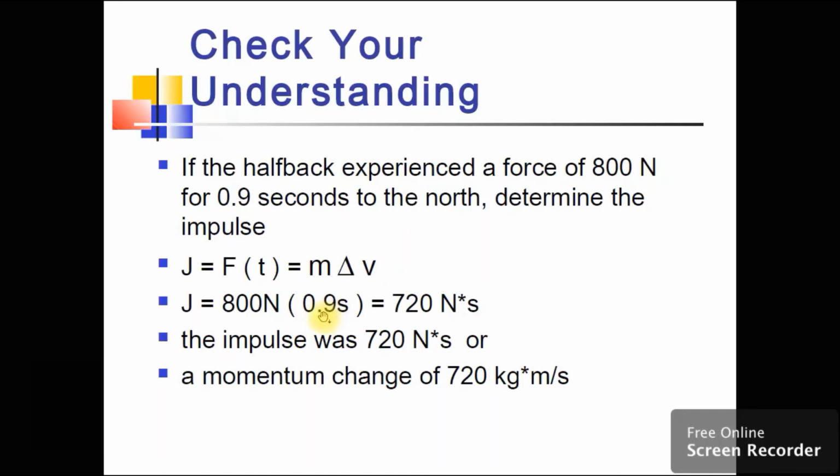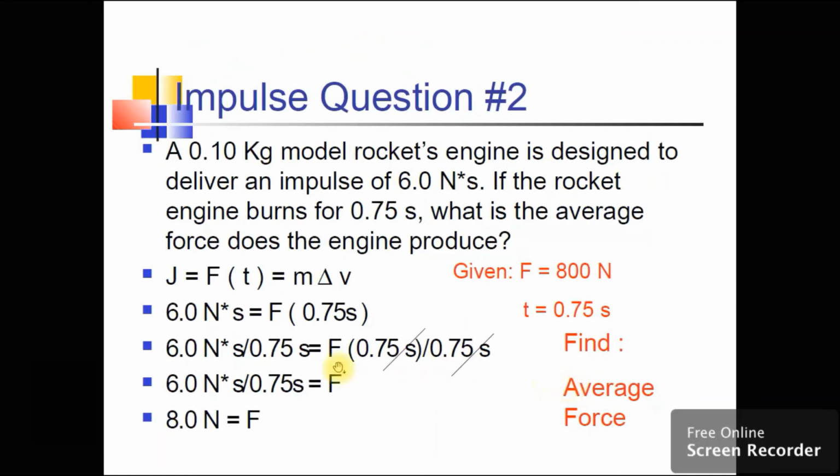I definitely need a calculator for this one. Oh wait, no, I can just move the decimal point over. Well, it's written there, but 720 is correct. 720 Newton seconds. Now you can write it as Newton seconds, or you can say it's 720 kilogram meters per second. I don't care which. You must have the units correct though. There's one, let's do another.